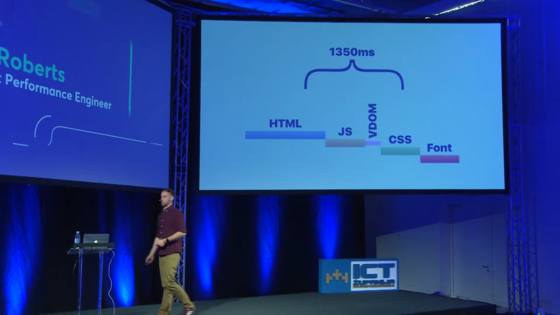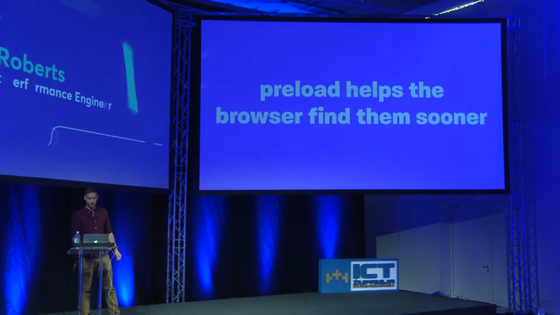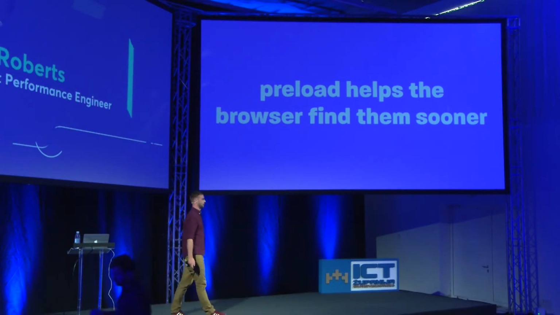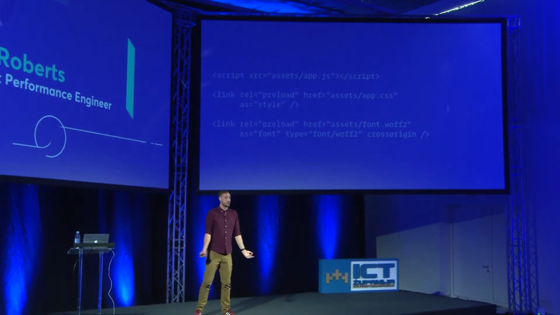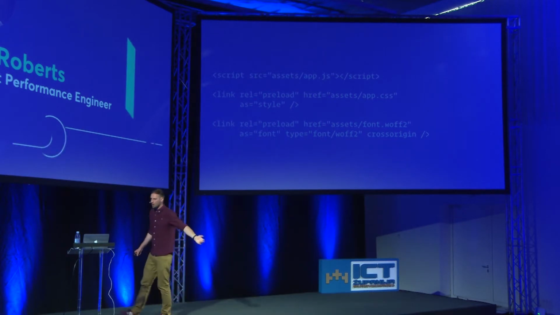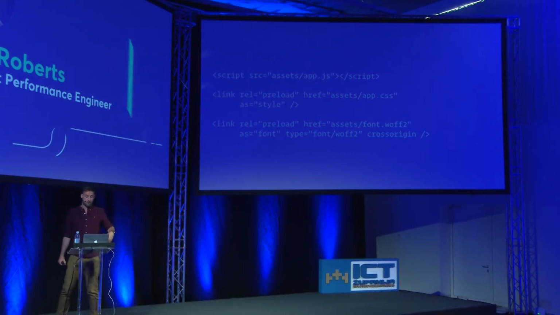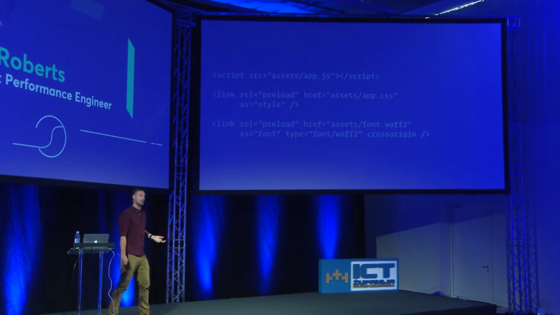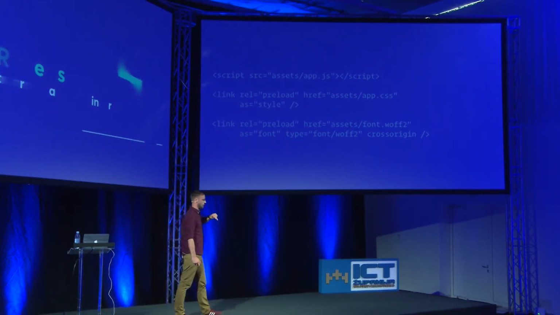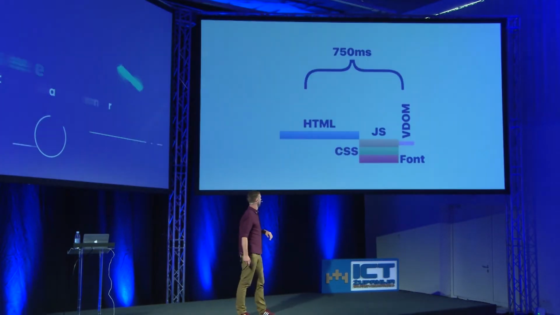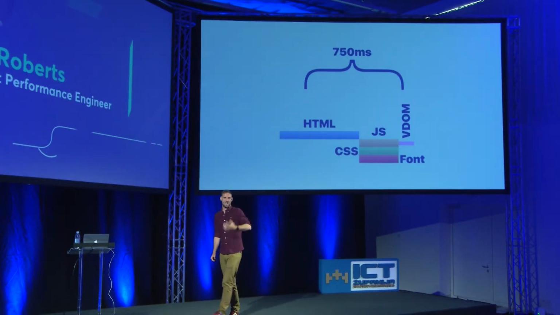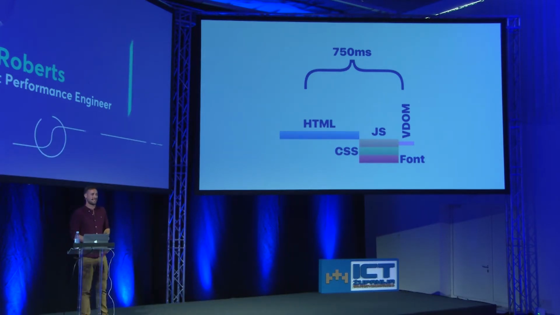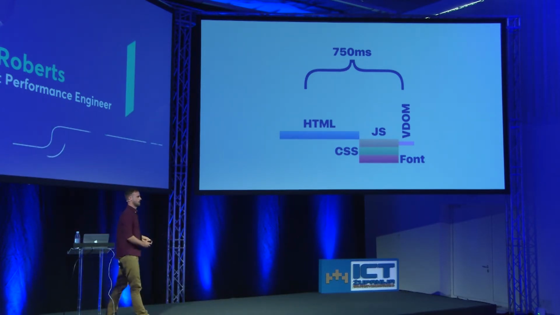The good news is preload is designed to help with this. Preload helps the browser find them sooner. So if we're building a single-page application, we just change our code to look a bit like this. Go and grab app.js, but then let's preload our style sheet, and let's preload the web font. Now the network request waterfall looks like this, achieving maximum parallelization, and we just collapse this way down to 3/4 of a second by adding 2 lines of HTML.